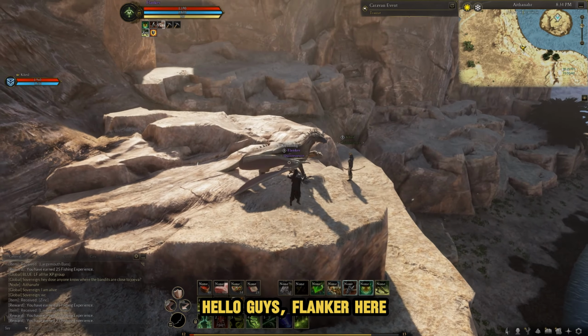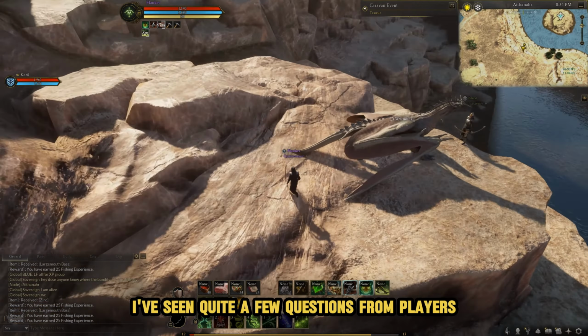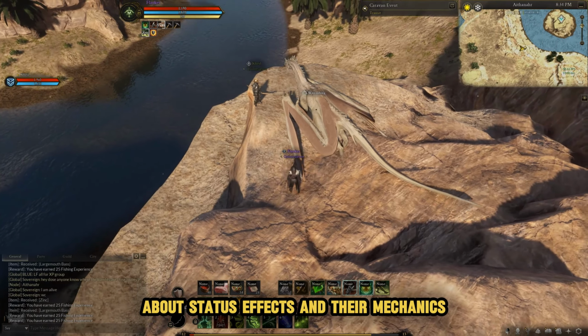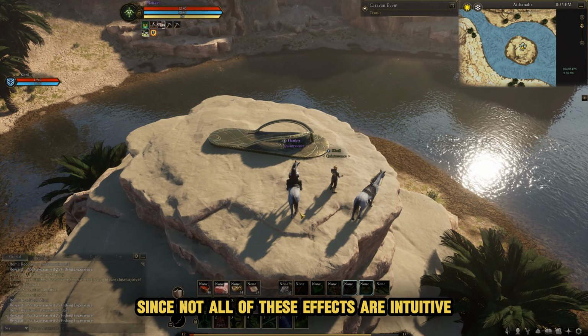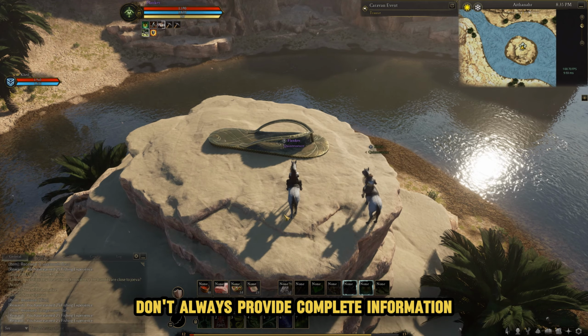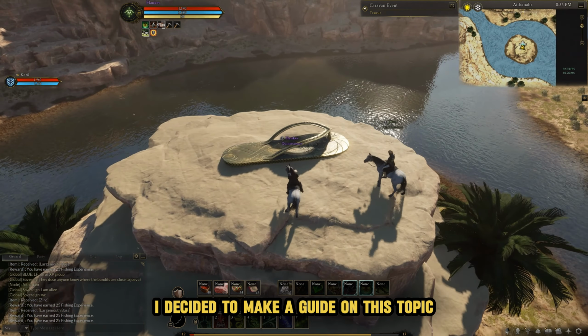Hello guys, Flanker here. Over the past few weeks, I've seen quite a few questions from players about status effects and their mechanics. Since not all of these effects are intuitive and their descriptions don't always provide complete information, I decided to make a guide on this topic.